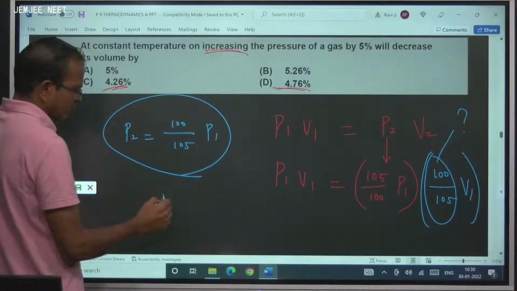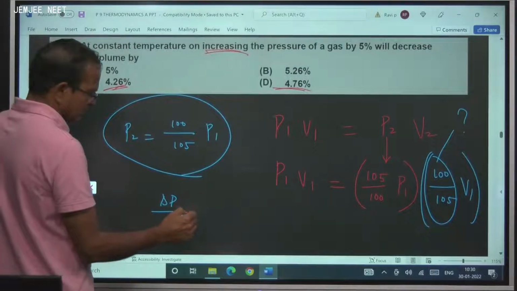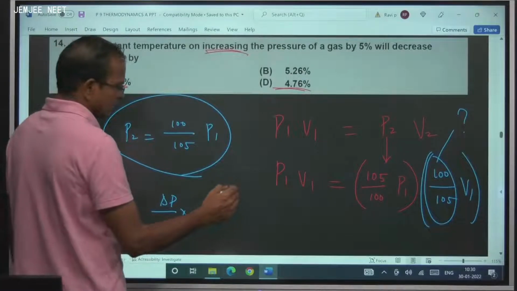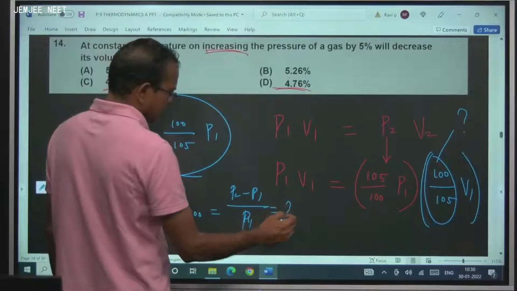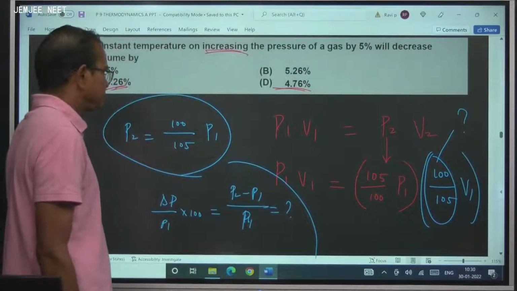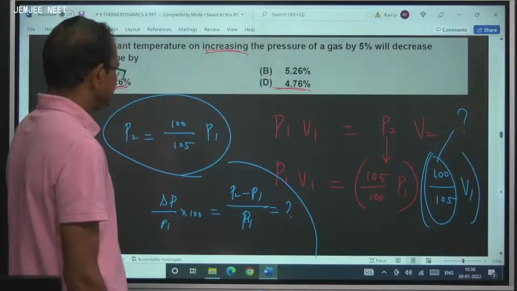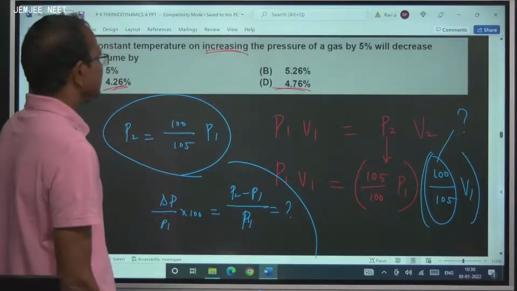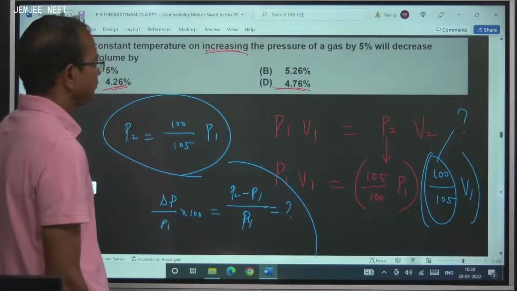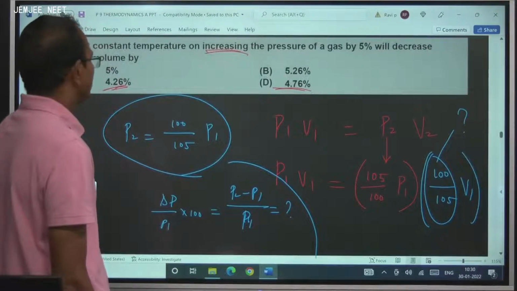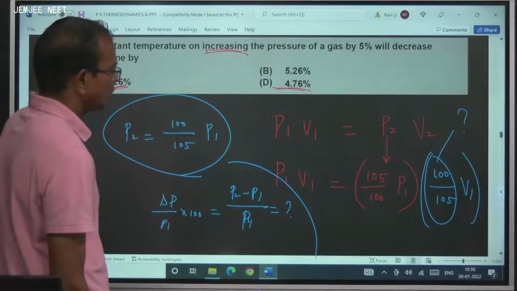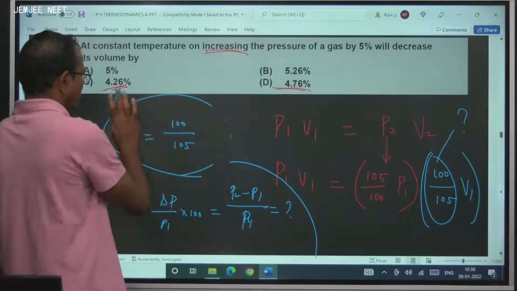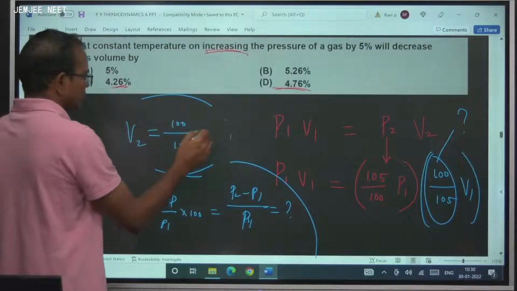What do you want to calculate now? Delta P by P1 into 100, means P2 minus P1 by P1. Come on. C or D? Fourth option, you mean? Sir, no sir, your P2 is equal to 100 by 105 P1. Oh, I took P. Sorry. Correct, Kanna. We took it wrong. This is V2, this is V1.